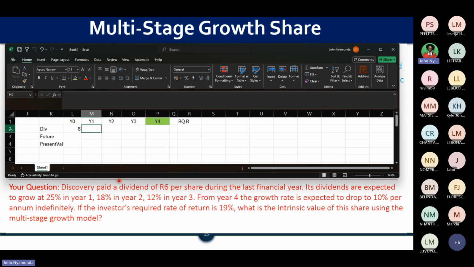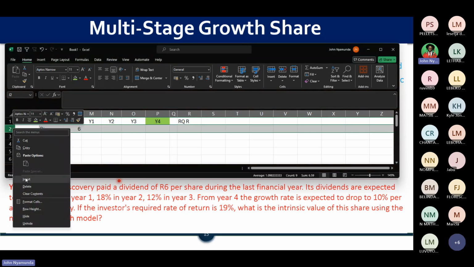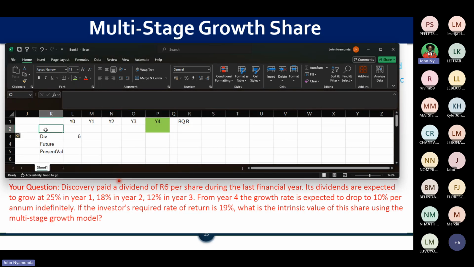Okay, 6 rand. Let's put a line there and then say growth. We are fixing the spreadsheet as we go. So 6 rand is our dividend in year 0. Then the dividend is expected to grow at 25% in year 1, so here we put our 25% in year 1.